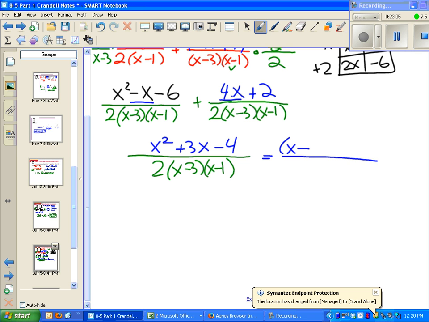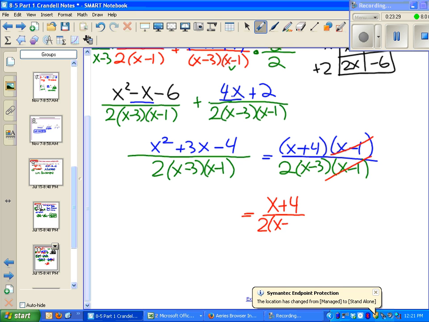If I have x plus 4 and x minus 1, it actually does factor. So, because that middle term adds up to 3. So now I have this. Can anything search and destroy? Yes, this x minus 1 can reduce with this x minus 1. So my final answer is that.